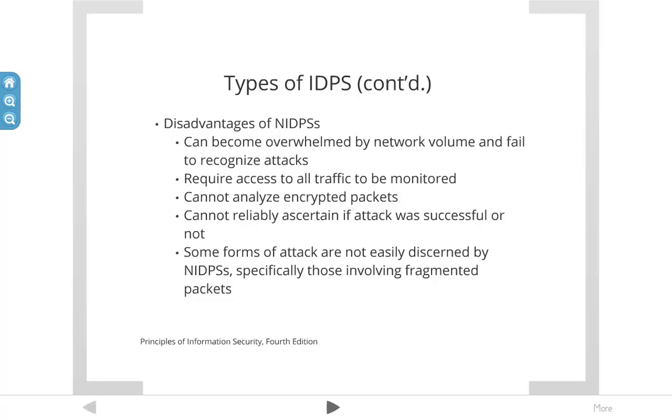But once it's broken in, then the command line that's going to be open might be SSH, right? So it's already encrypted, no way for us to look into it, and it'll be encrypted coming out as well, right? So unfortunately, once the system is compromised, you can make it look like valid traffic very easily. Not only valid, but also encrypted. So some forms of attack are not easily discerned by NIDPS, specifically those involving fragmented packets.